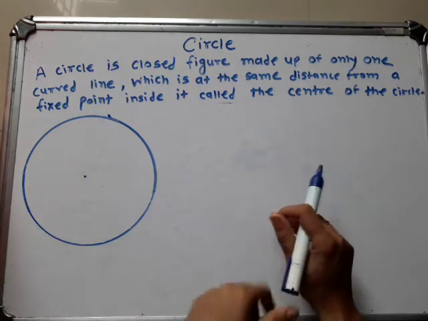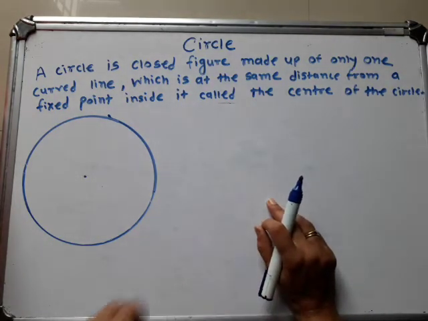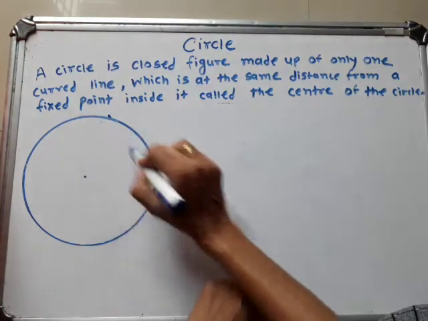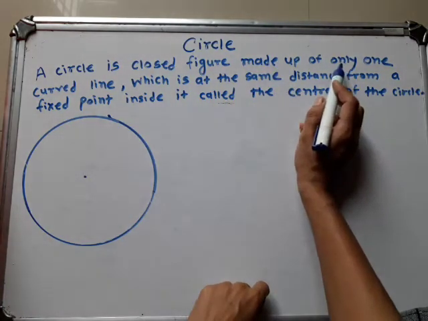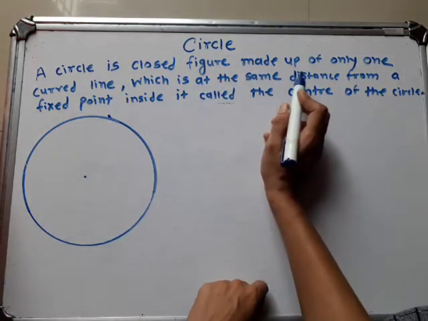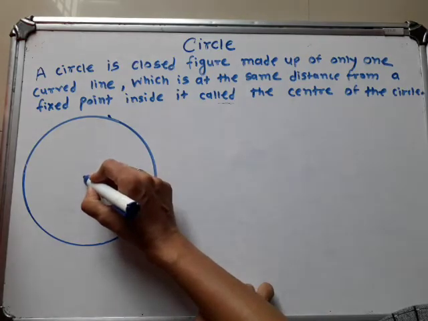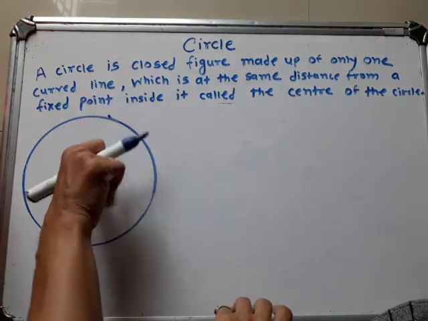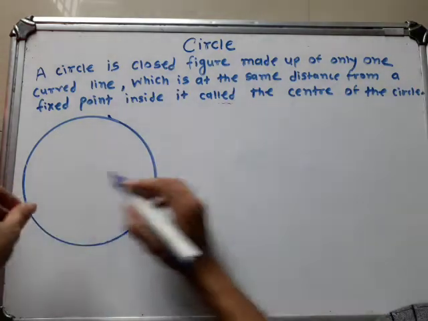Today we will learn about the circle. You already know what a circle is and how to draw a circle using a rounder, but today we do the revision. A circle is a closed figure made up of only one curved line, which is at the same distance from a fixed point. We put the rounder here and draw the circle. This is the fixed point.